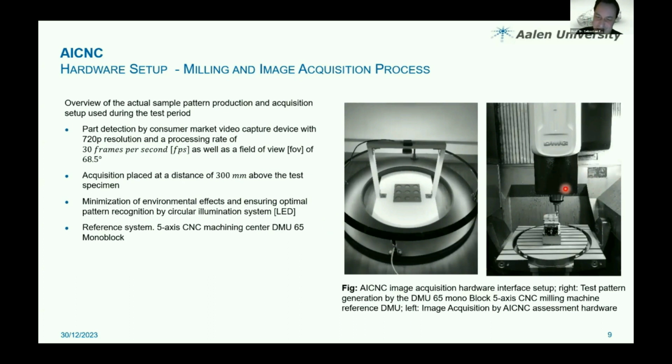And we have here on the right our milling machine, and on the left our assessment system. You see around are LED strips, and here you have the webcam included. And we make the image recordings with this USB webcam. Here we are milling the sample parts, and it's a DMU 65 monoblock 5-axis CNC milling machine. For the first test period, we use a polymer, and the polymer will be described a little bit later.